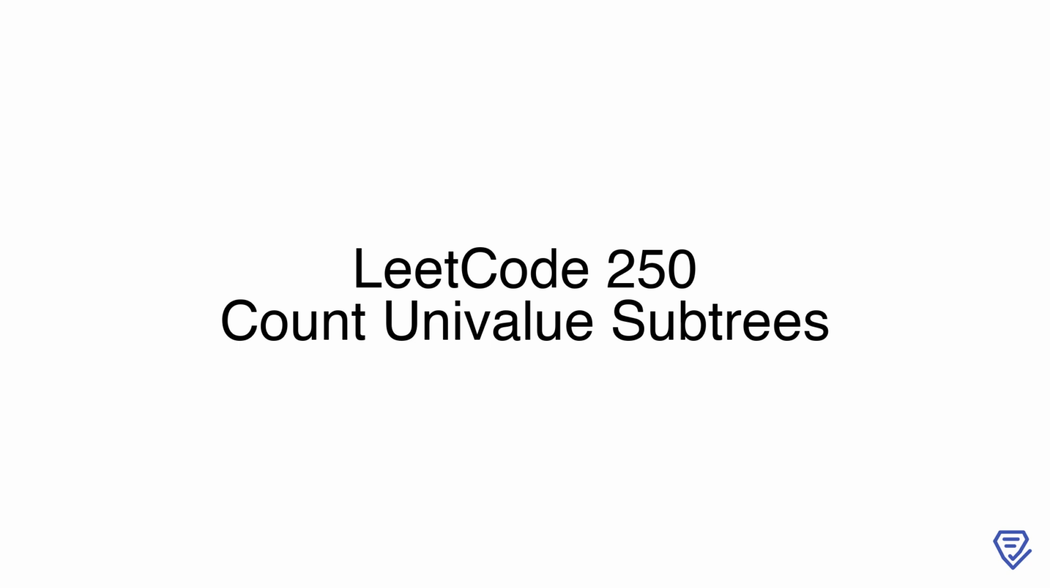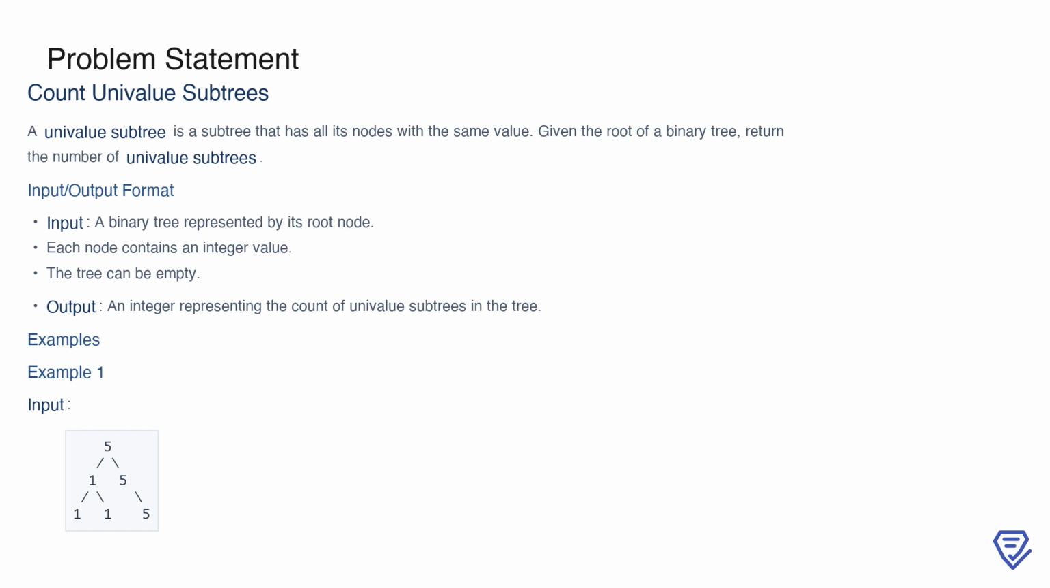Let's get started. In this problem, we are tasked with counting the number of univalue subtrees within a given binary tree. A univalue subtree is defined as a subtree where all the nodes share the same value. The input to the problem is the root node of a binary tree, where each node holds an integer value. The tree could also be empty. The output we need to return is an integer that represents the count of univalue subtrees within the tree.